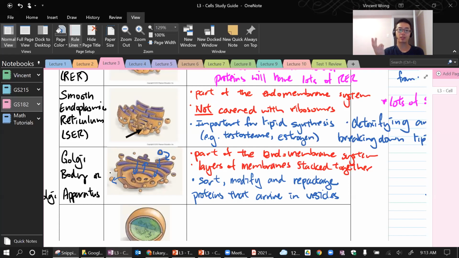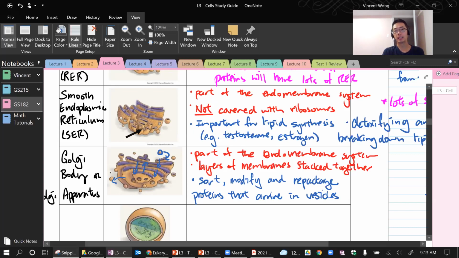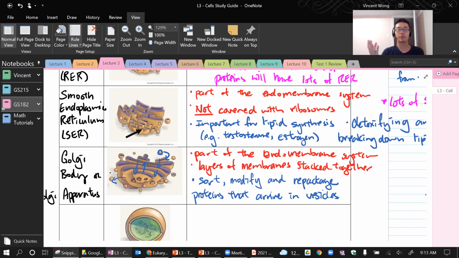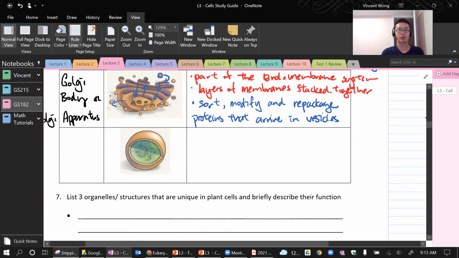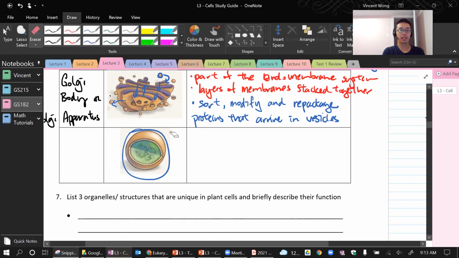Number 2, it will get repackaged into a vesicle, and the vesicle will be stored in the cytoplasm until you need to use it. Maybe you are not eating a meal right now, so you don't need the insulin to be released immediately. So you will store it in little vesicles and release it later on. Or in some cases, it will become another specialized organelle that carries another specific function. This one is called the lysosome.